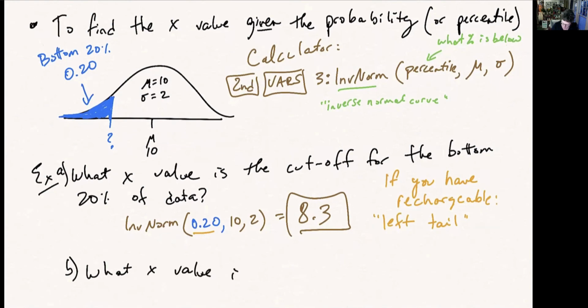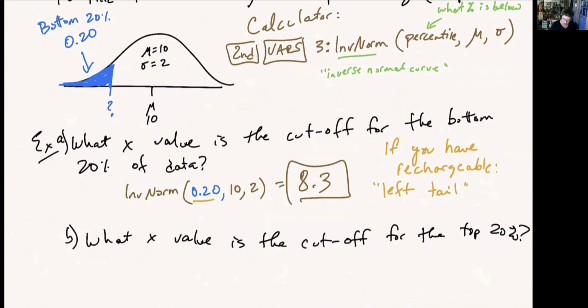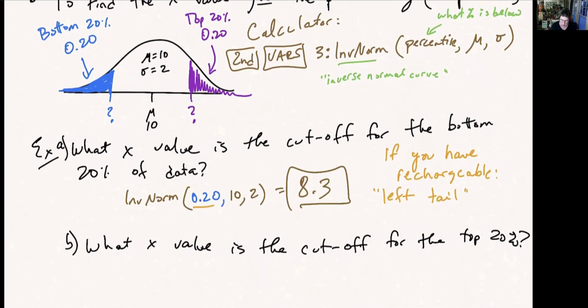So what X value is the cutoff for the top 20%? Looking here for this top 20%, I'm trying to figure out what X value goes here, given that this is 20%. This is where the calculator really gets different if you have that rechargeable version of the graphing calculator. We're going to do inverse norm.